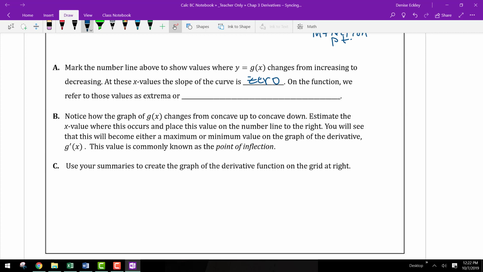On the function, we refer to these as extrema, a max or a min. So they're maximum or minimum points. Notice how the graph of g of x changes from concave up to concave down. Estimate the x value where this occurs and place this on the number line to the right. You will see that this becomes either a maximum or minimum point on the graph of the derivative. This is known, as I've said, as an inflection point or a point of inflection, and then we created the graph.